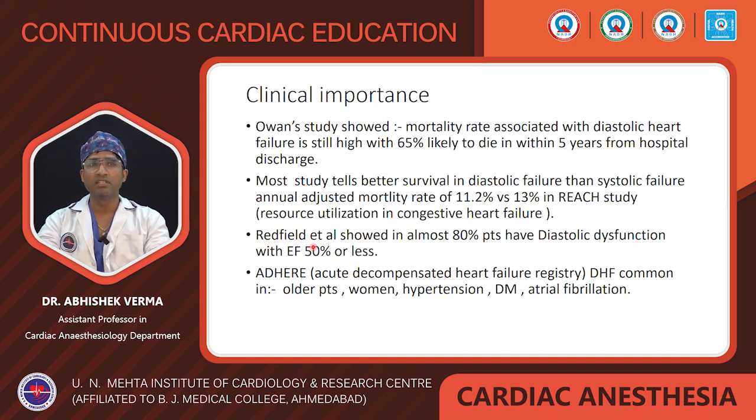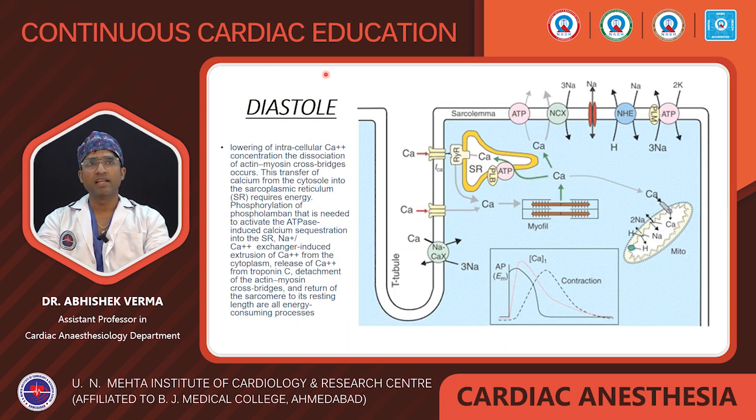Third, the Redfield study showed almost 80% of patients have diastolic dysfunction with EF 50% or less, and the ADHERE acute decompensated heart failure registry shows diastolic heart failure is common in older patients, women, and those with hypertension, diabetes mellitus, and atrial fibrillation. So what happens in the diastole?